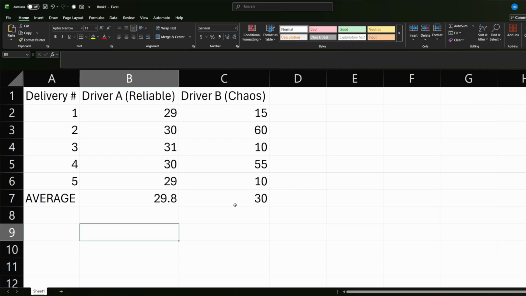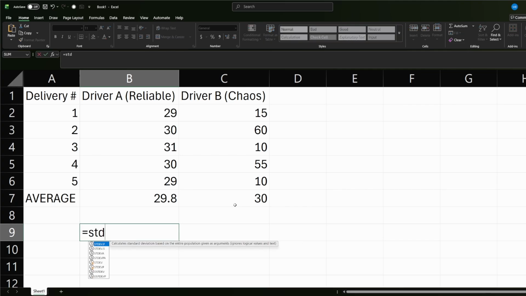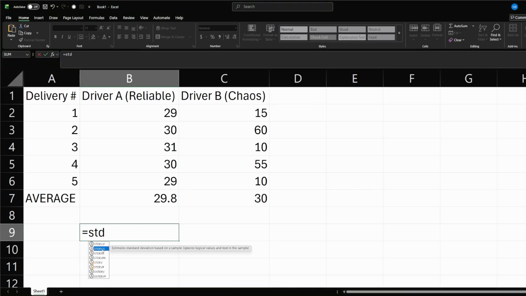So in order to figure out the differences for these drivers, let's calculate the volatility by using the standard deviation. So go ahead and type STD, and then you'll have a P or you'll have an S. The P stands for the population, which means that you would have collected every single delivery that this driver has ever made, which is pretty rare. So in our case, let's go ahead and do the S, which stands for a sample.